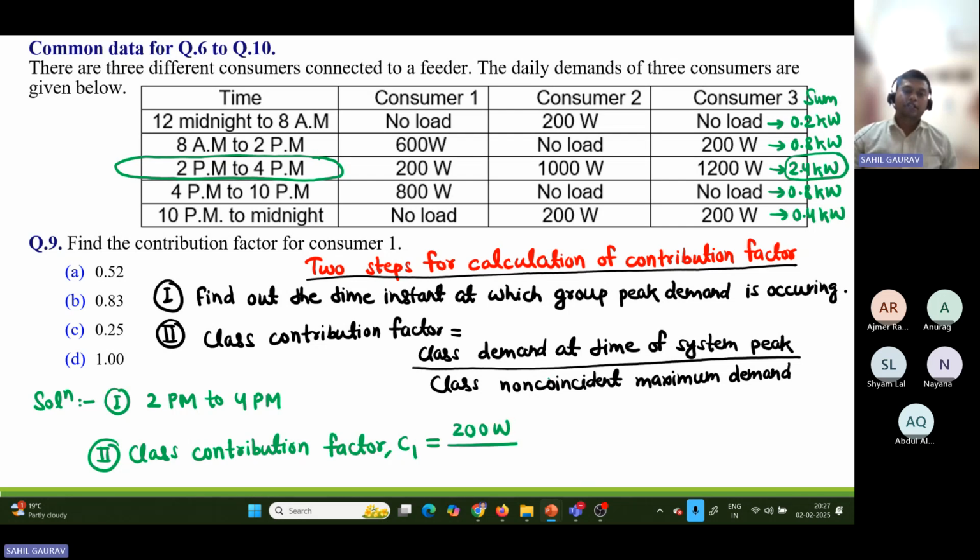Now class non coincident maximum demand. What is the maximum demand for consumer one? Maximum demand for consumer one is this one. T1 max is 800 watt. That's it. So you have to divide by 800 watt. So this contribution factor of consumer one is 0.25. That means C is the correct answer. Any doubt?